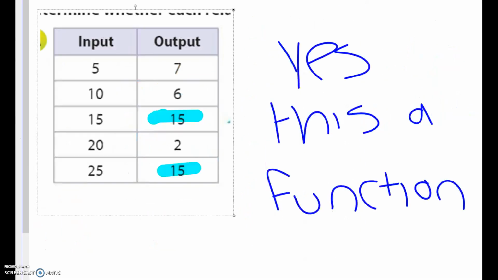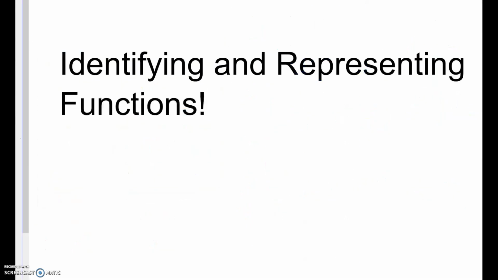All right, guys. Functions are going to be important. We're going to start by identifying and representing them, and then pretty soon we are going to move on to more of the equations and functions.